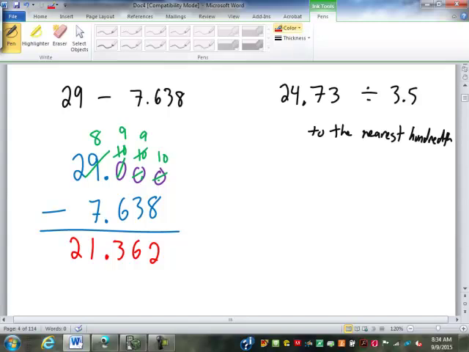The division over here, a little bit more difficult. First of all, when we set this up, is it going to be 24.73 that I put under here? No, what am I going to put under here? 247.3. Why? Because this is going to be 35. I had to move this decimal point over 1, so I had to move that decimal point over 1. So now we go to divide.